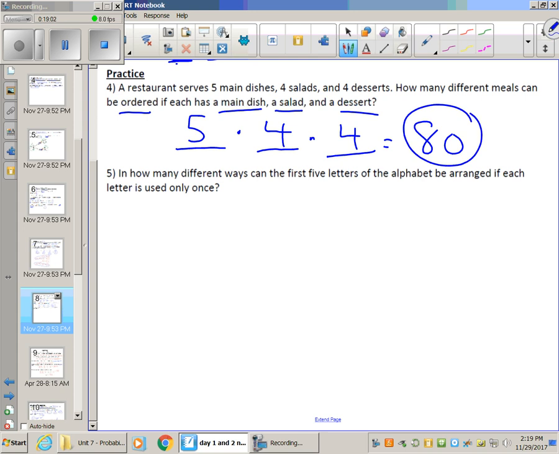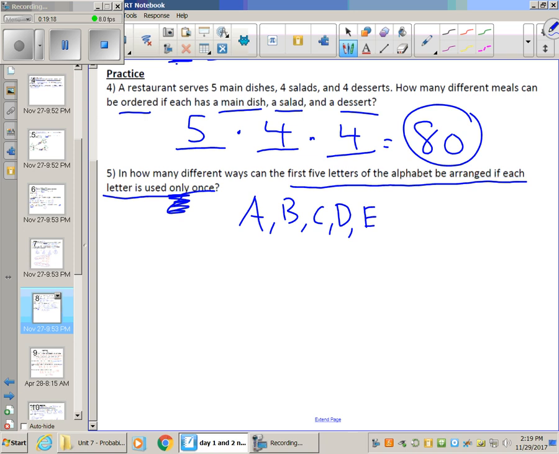And then the last example, it says, how many different ways can the first 5 letters of the alphabet be arranged if each letter is used only once? So the first 5 letters, that's A, B, C, D, E, and that's it. It's not like actual letters, but it's basically saying how many different ways can I arrange those first 5 letters in the alphabet, only using them once. So I got 1, 2, 3, 4, 5 options.